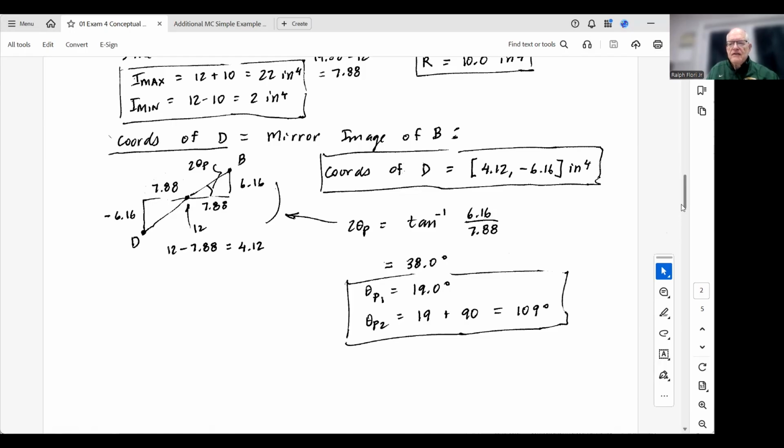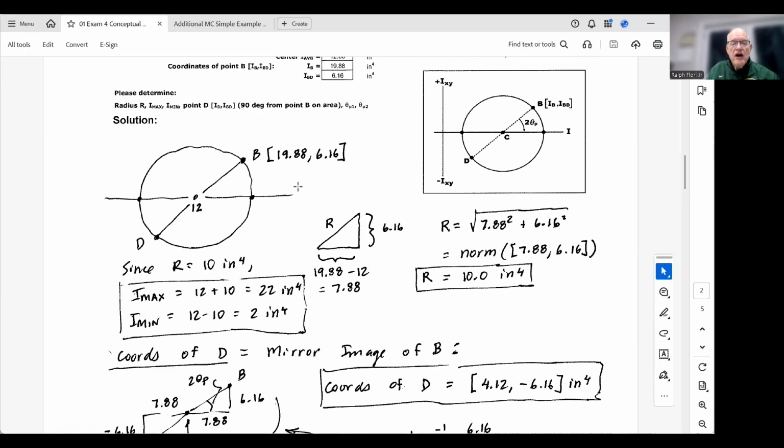So all this problem started with was a center and a point B. From these, you can build this triangle. You can get the radius, you can get I max, you can get I min, you can get the angle, and you get the coordinates of the point across from it. So again, these are all just exercises. We're just working your Mohr circle muscles. And again, these are typical exam style questions.